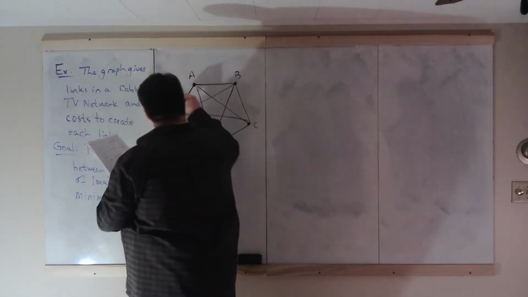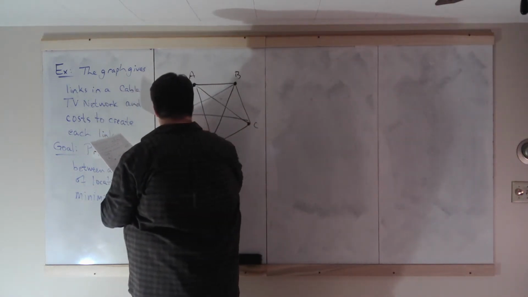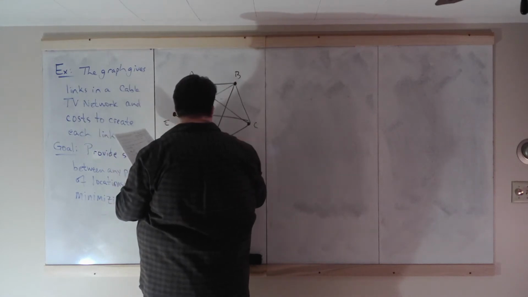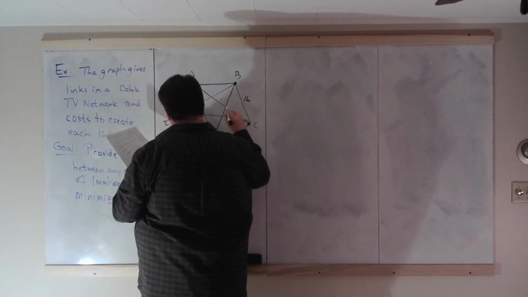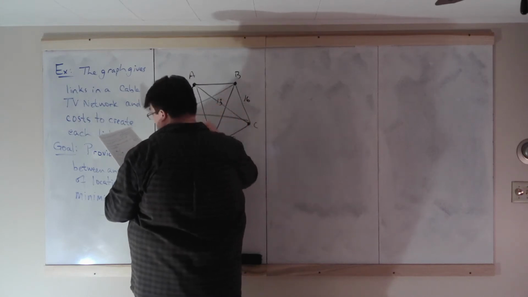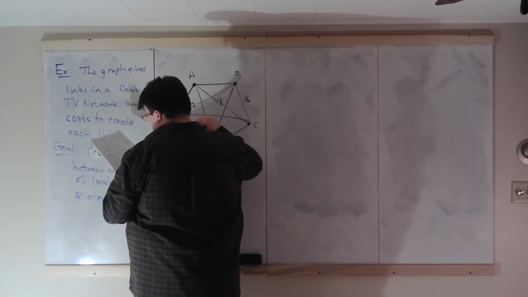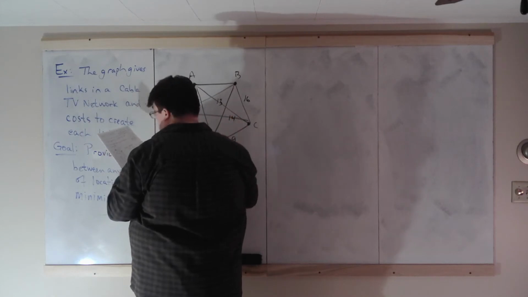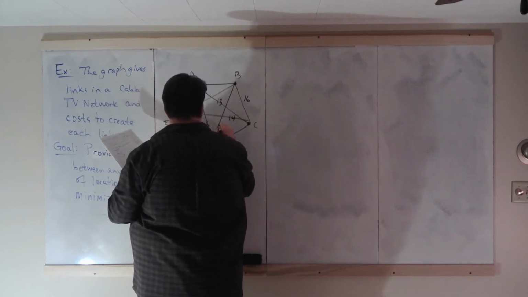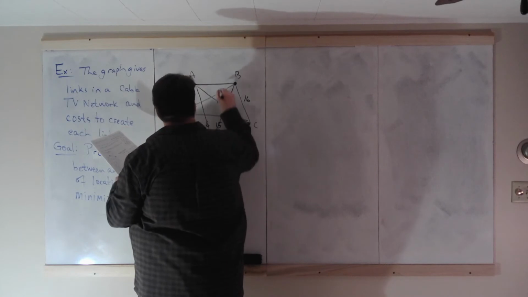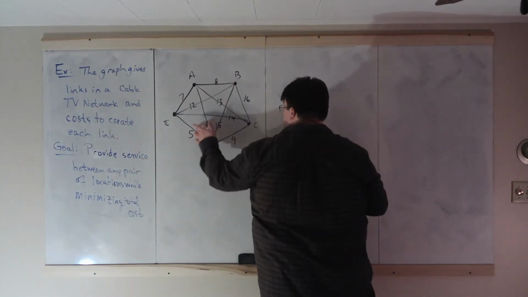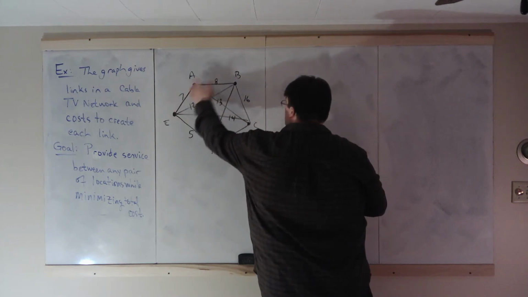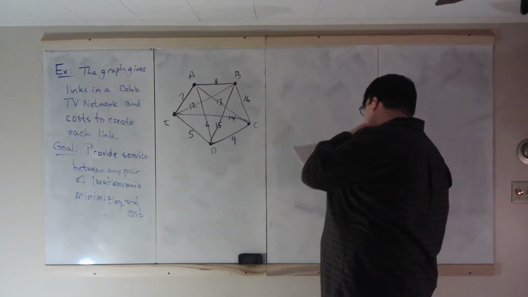So this cost is 7. The cost to create that link is 5. The cost to create that link is 9. The cost to create this link is 16. The cost to create this link, 13, 12, 14, 6, 15, and 8. So we have 5, 9, 6, 15, 14, 13, 12, 7, 8, 16.